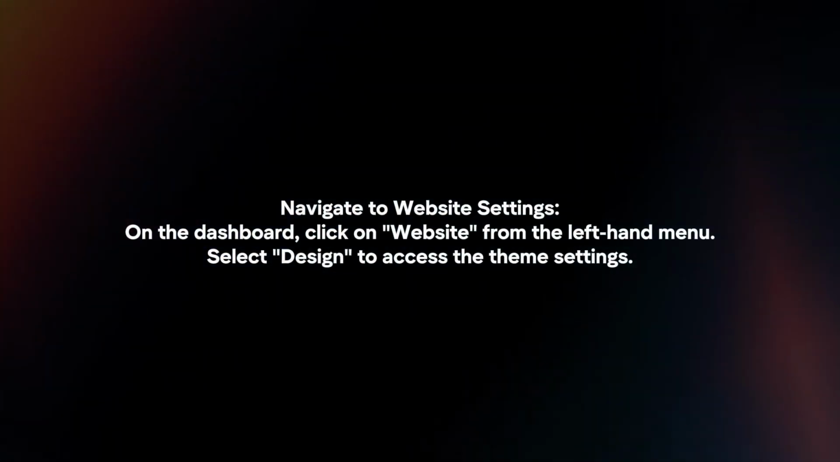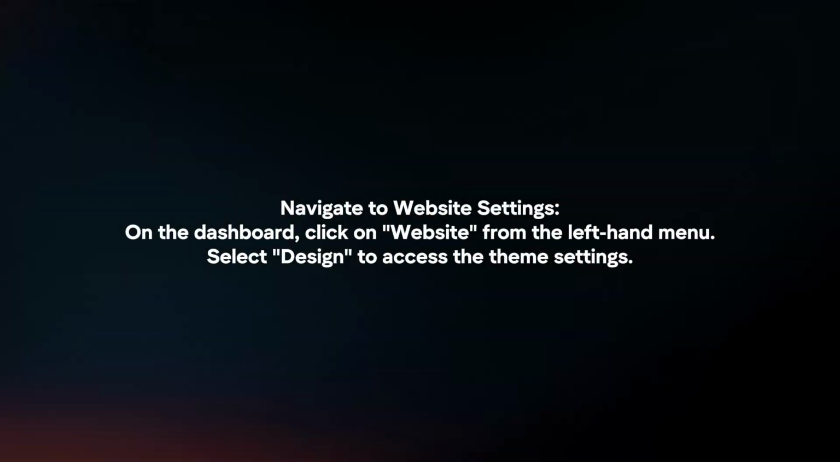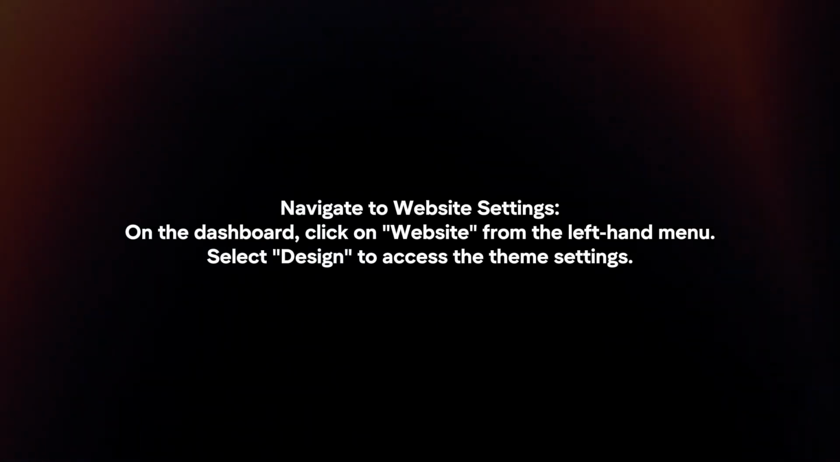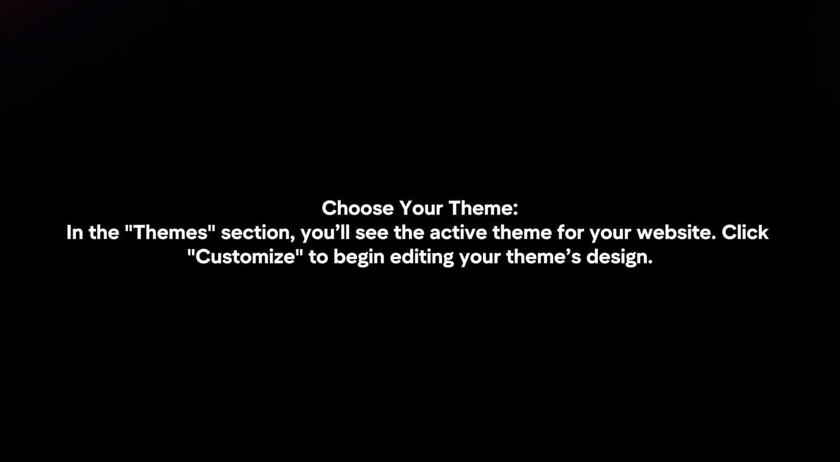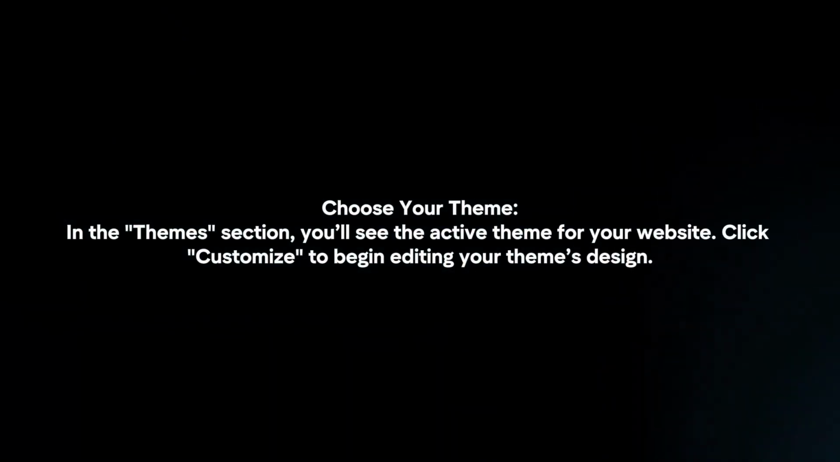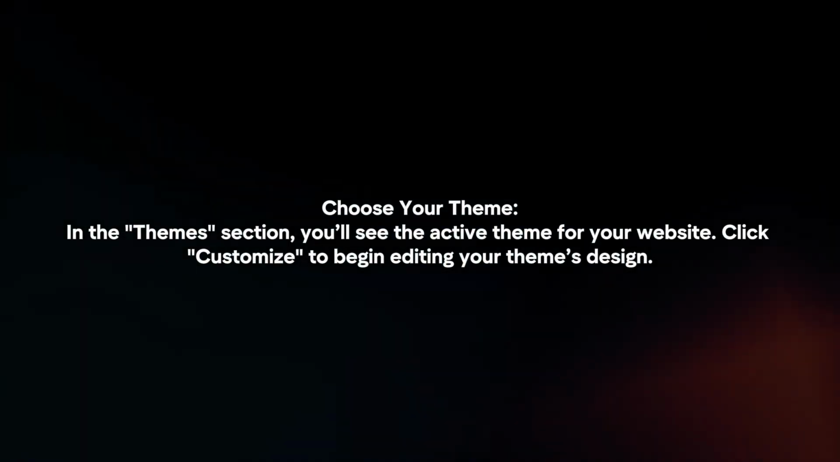Navigate to Website Settings. On the dashboard, click on Website from the left-hand menu. Select Design to access the theme settings. Choose your theme. In the Theme section, you will see the active theme for your website. Click Customize to begin editing your theme's design.